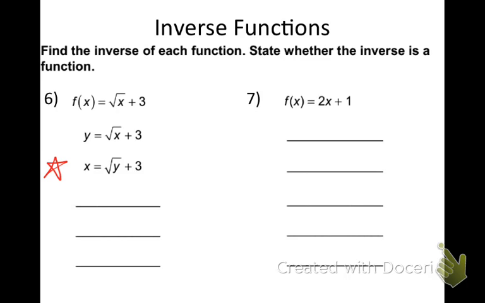Now I need to solve for y. What would I do first? I would subtract 3. Nice job. So I subtract 3, getting x minus 3 equals the square root of y. What undoes a square root? A square. So I square both sides. That cancels, and I end up with y equals x minus 3 squared.